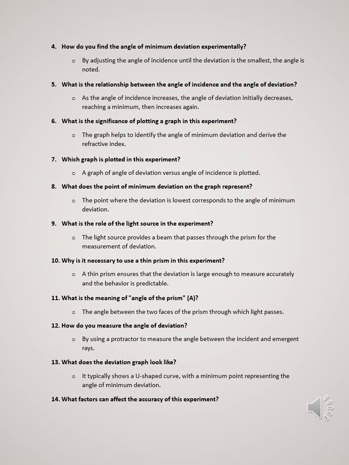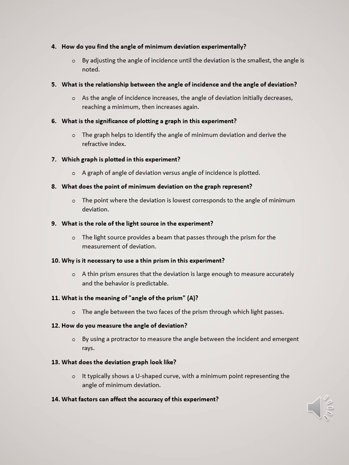Eighth question. What does the point of minimum deviation on the graph represent? The point where the deviation is lowest corresponds to the angle of minimum deviation. Ninth question. What is the role of the light source in this experiment? The light source provides a beam that passes to the prism for the measurement of deviation.